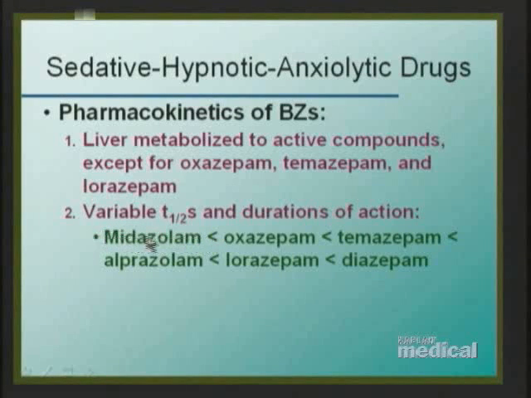Midazolam is by far the shortest acting, only used pretty much in hospitals IV. As far as oxazepam and temazepam, since they're fairly short-acting, they're used for insomnia, as we saw, whereas longer-acting drugs are used for anxiety. Don't forget the fact that lorazepam and diazepam also exist in IV forms and can be used in hospital. How about the uses of barbiturates?